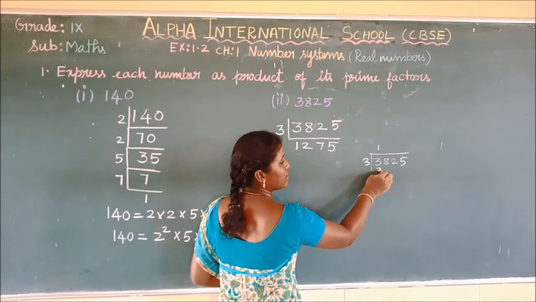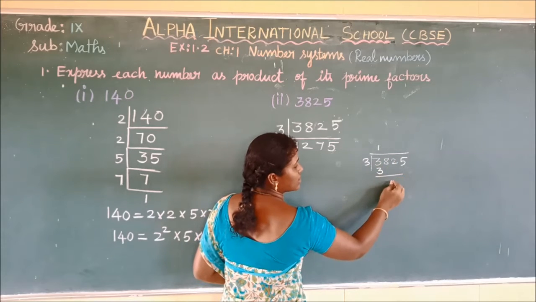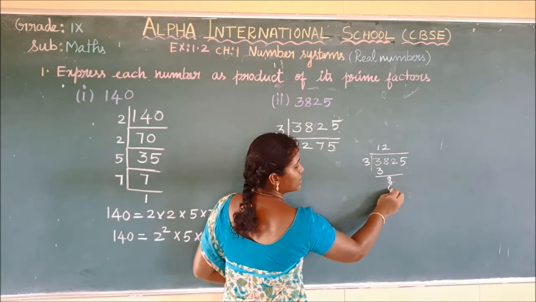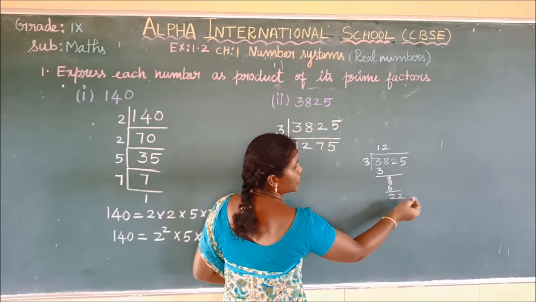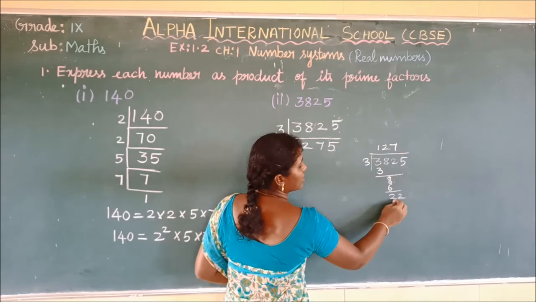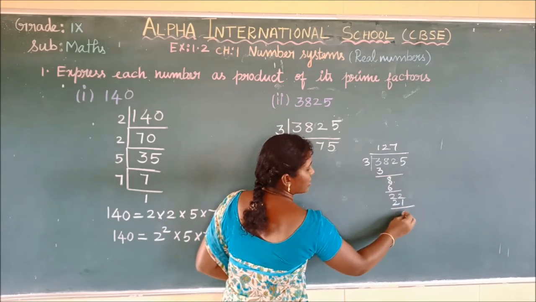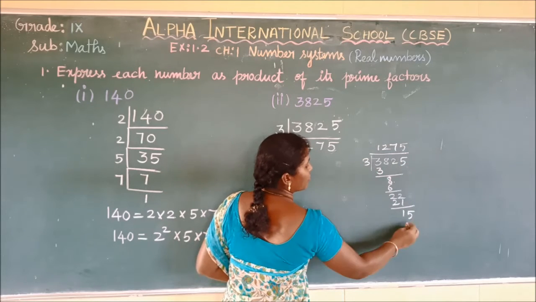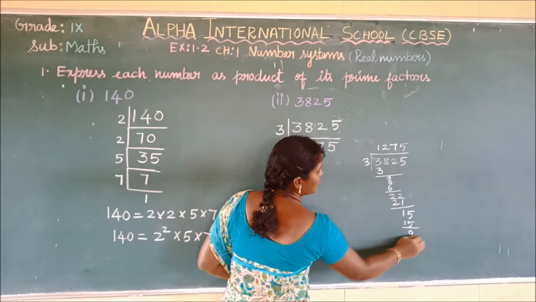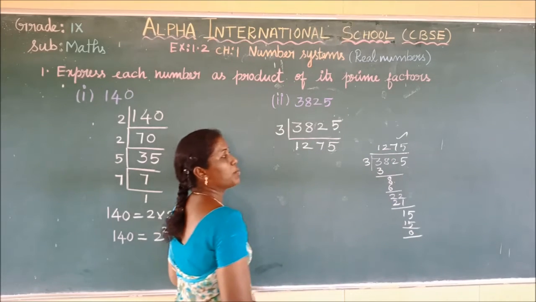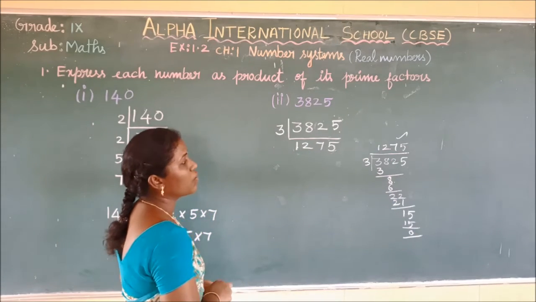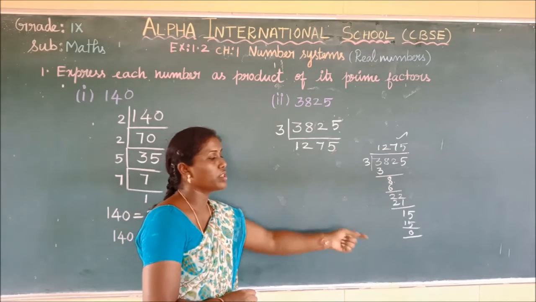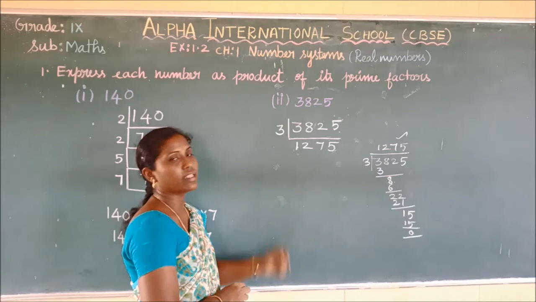1 3 is 3. And the next digit is 8. 2 3s are 6. Remainder 2, 22. So 7 3s are 21. Remainder 1 and then we bring the 5 down. So 5 3s are 15. So see here, it is able to divide by 3 and we are getting the number 1275. If it is possible to divide directly, do that. Otherwise, do the rough column, perform the division, then write the number.